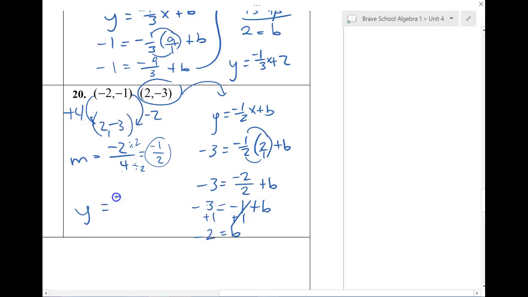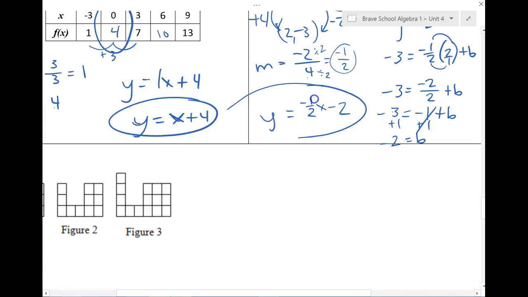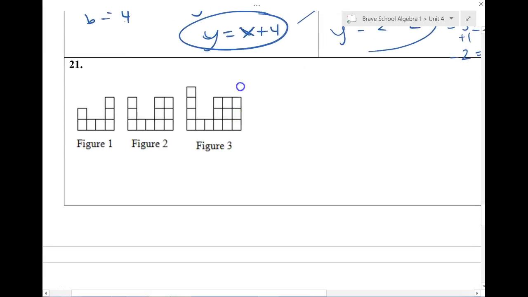So now we have our b. So the slope is negative 1 over 2. And we put x. And then minus 2. And there's our equation. Okay. Okay, last one for this page.